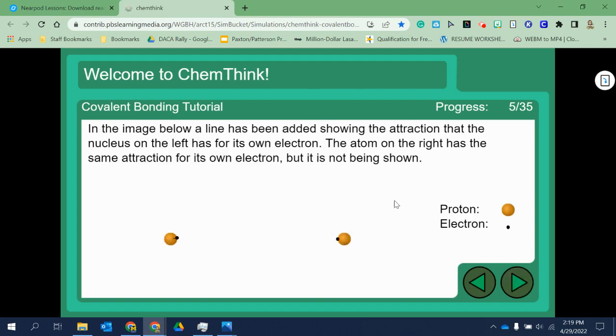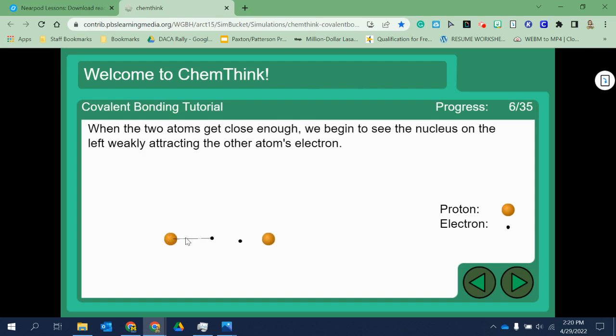Right, so in the image below, a line has been added showing the attraction that the nucleus on the left, right here, has for its own electron. The atom on the right has the same attraction for its own electron, but it isn't being shown. So this line right here is showing you the attachment that it has. And look what happens when this one starts to come closer right here. You see, it gets longer and longer, and it starts moving in the direction of the other electron. They're moving towards each other, the electrons are.